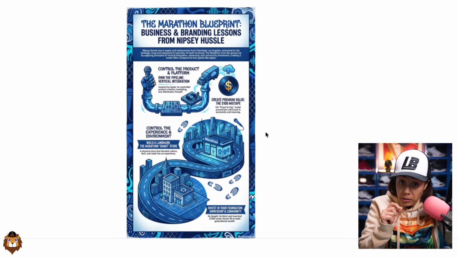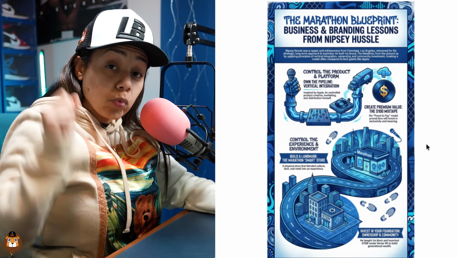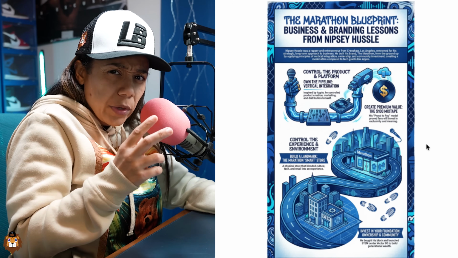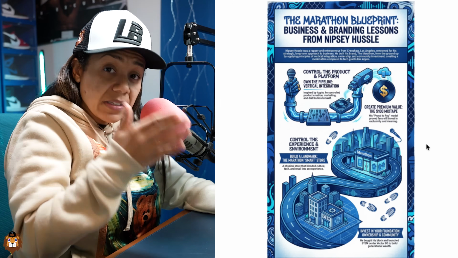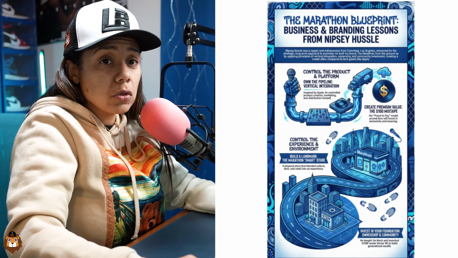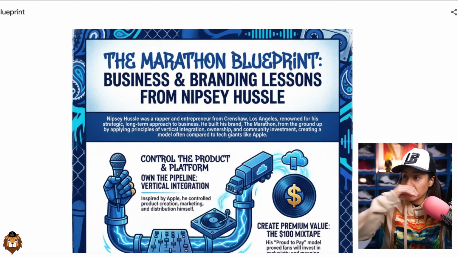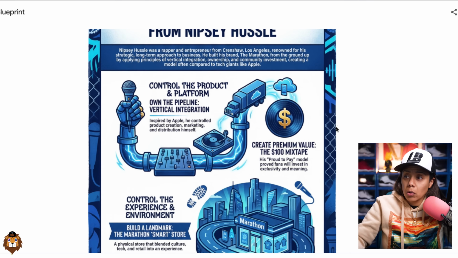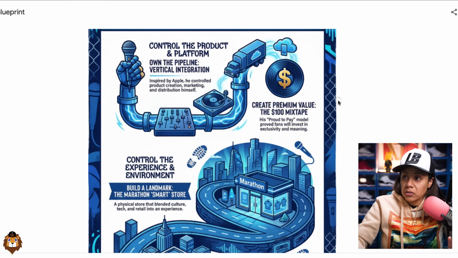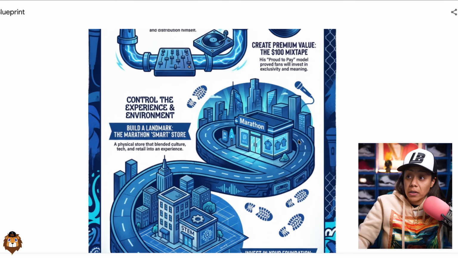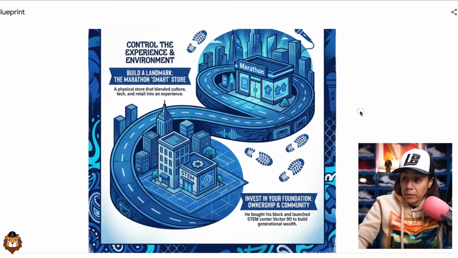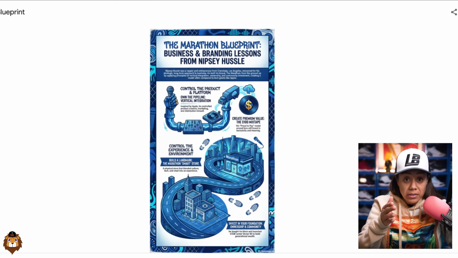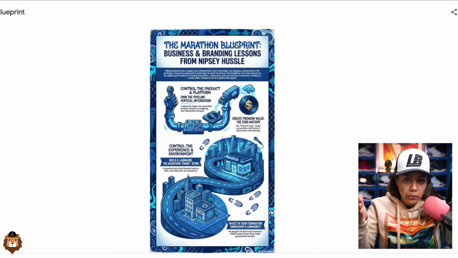And the great thing about it, AI is getting the text right. There's no spelling errors. It doesn't look weird like how we have before. This looks great. So let me zoom into it, right? And you can see the marathon blueprint, business and branding lessons of Nipsey Hussle, and it breaks it all the way down, gives it its own graphics, even created their own version of the marathon store, and it is all done. So 1 to 10, let me know what do you think about this infographic.